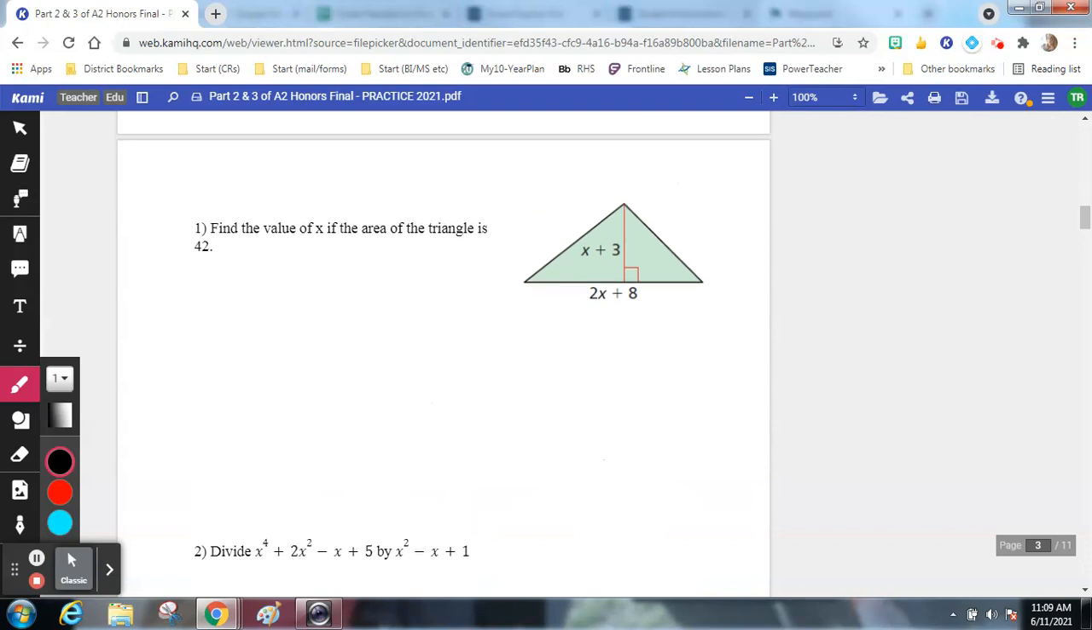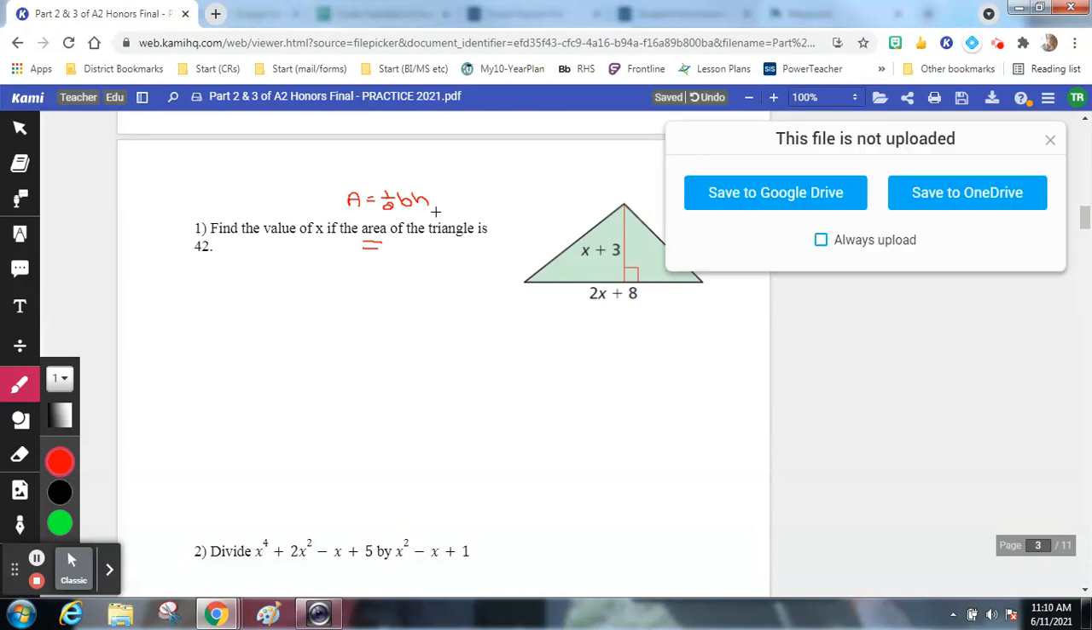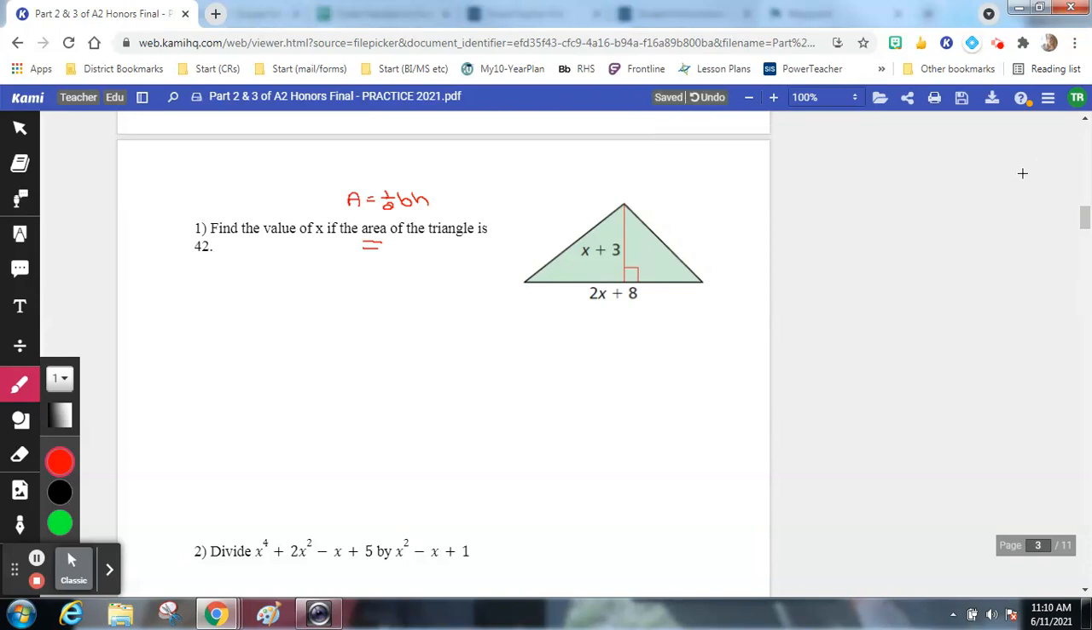So first question, find the value of x when the area of the triangle is 42. The fact that they use the word area is important. I know I'm going to have to use the area formula. In this case, it's a triangle, so half base times height. You might have a square or a rectangle, maybe even a circle, so just be aware of those different area formulas.